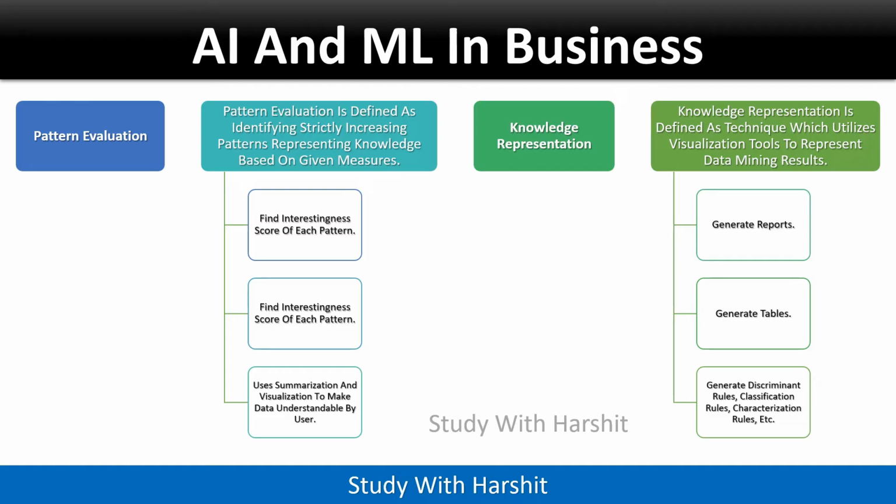Pattern evaluation is defined as identifying strictly increasing patterns representing knowledge based on given measures. Find the interesting core of each pattern, and use summarization and visualization to make data understandable by the user. Knowledge representation is defined as a technique which utilizes visualization tools to represent data mining results, generate reports, generate tables, generate discriminant rules, classification rules, characterization rules, and so on.